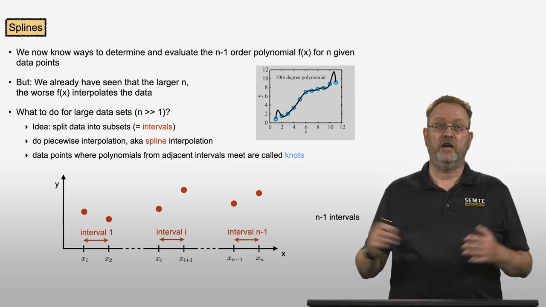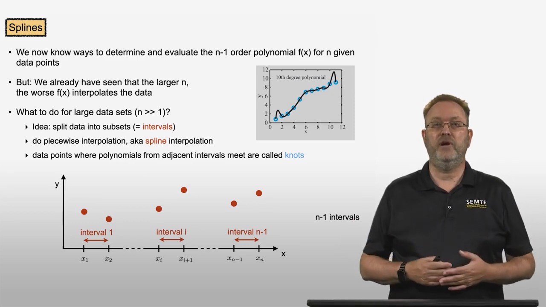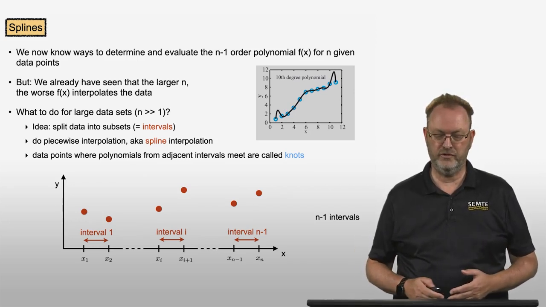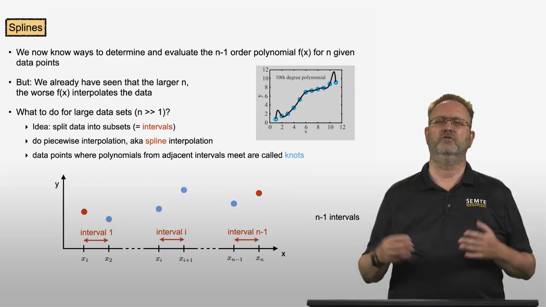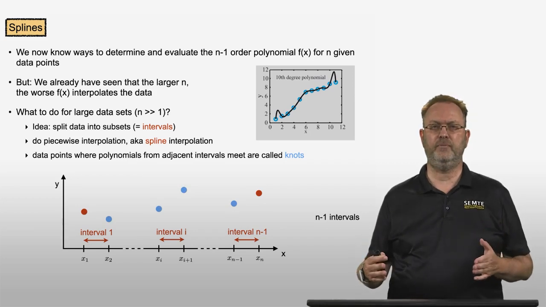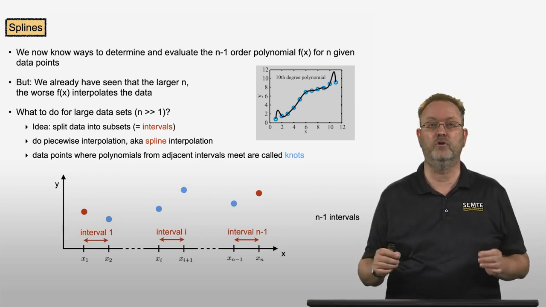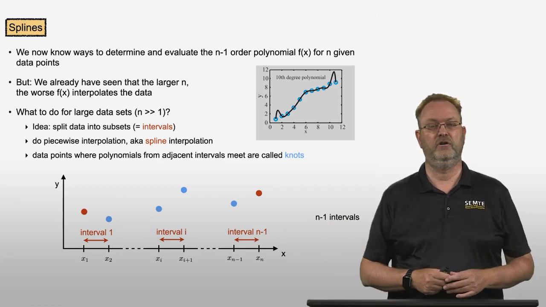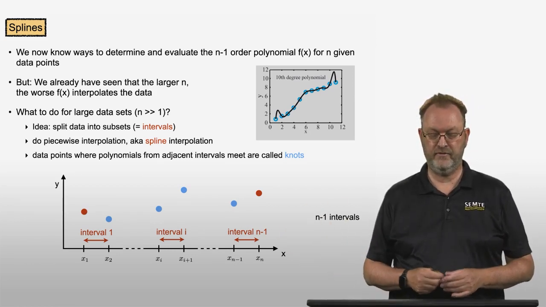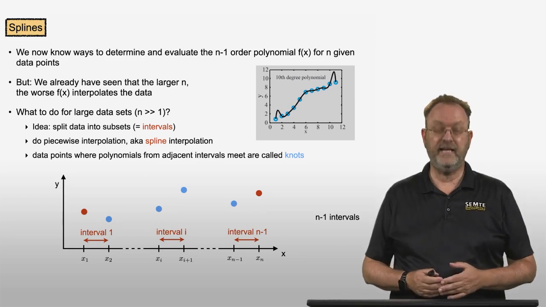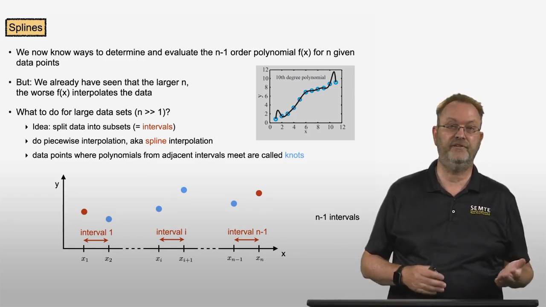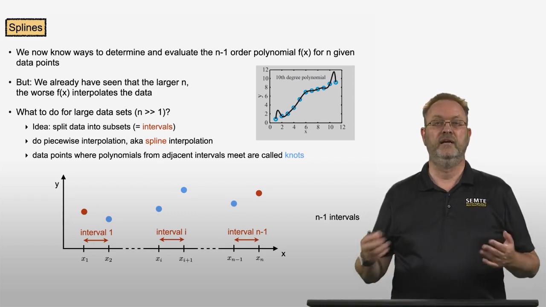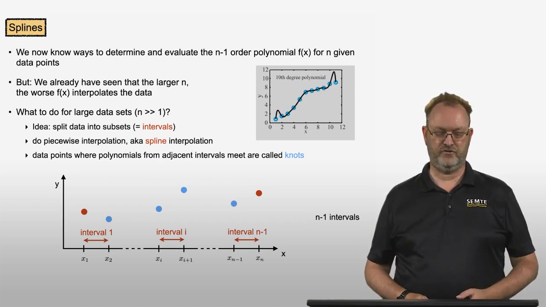Now, terminology: the data points where polynomials from adjacent intervals meet, we will call those data points knots. So basically, knots are all data points except for the two at the very first and the very end of the data set. Everything else is a data point where there is a left and a right interval that join together, and those data points are called knots.